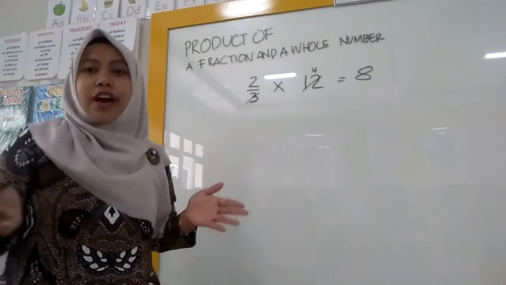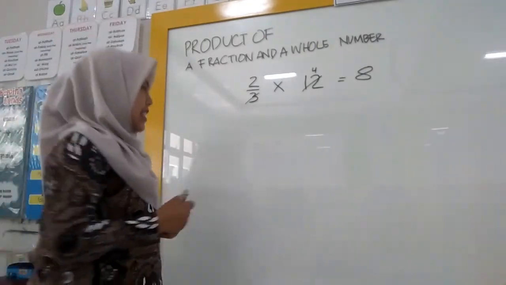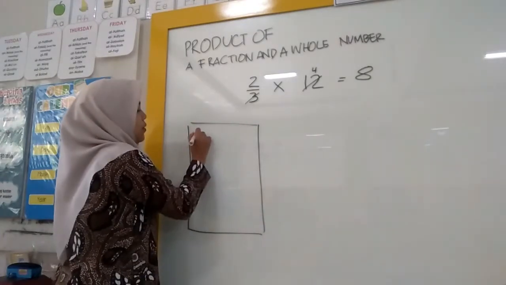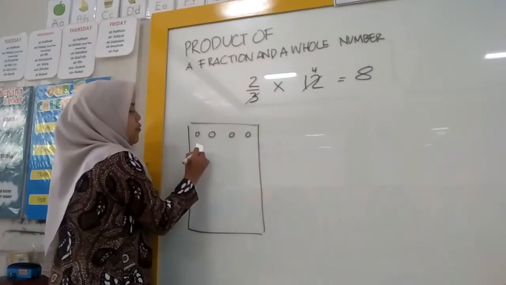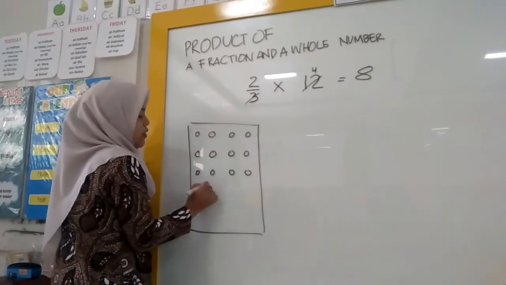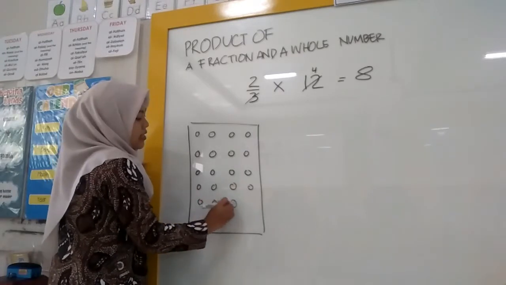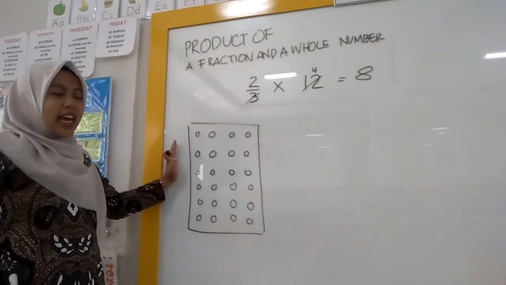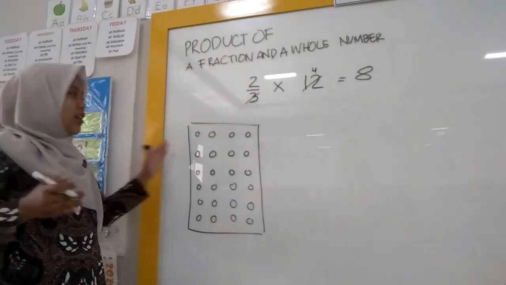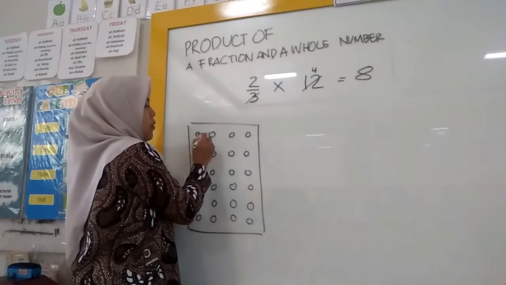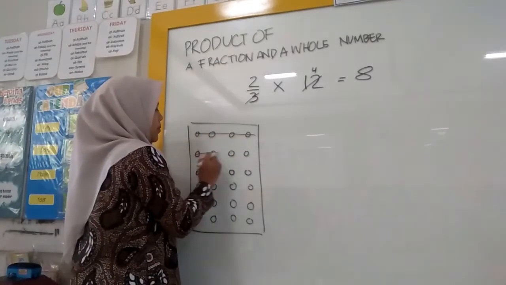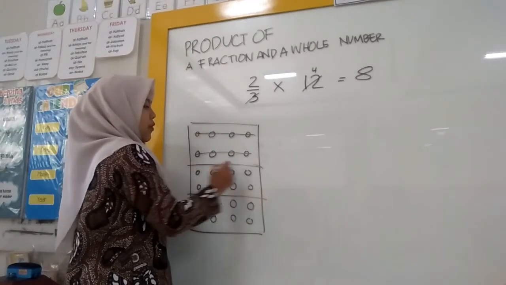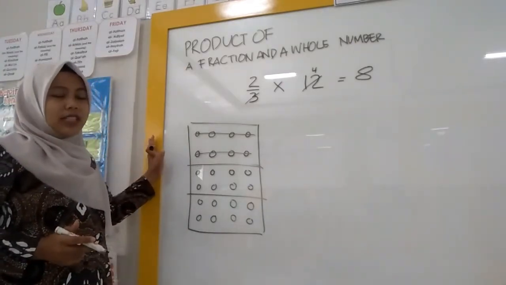For example, you have a box of donuts consisting of 24 donuts. Like this: 1, 2, 3, up to 24. You have 24 donuts and you eat and finish 1/3 of this. This is 1/3 of 24. So how many donuts are left?